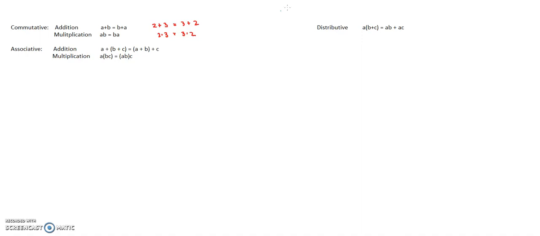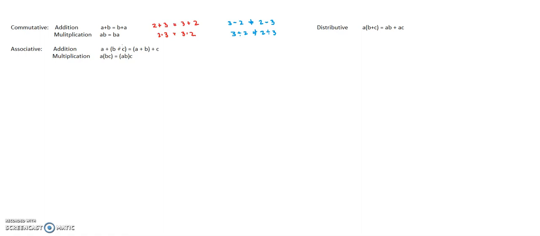Now notice that these don't work for subtraction or division. So 3 minus 2 is not the same as 2 minus 3. And 3 divided by 2 is not the same as 2 divided by 3. Okay, so these are specific for addition or multiplication. Now there are times that we can move things around, if we change this to addition or we change these into fractions. There are some ways around this, but they don't always specifically work for subtraction and division.